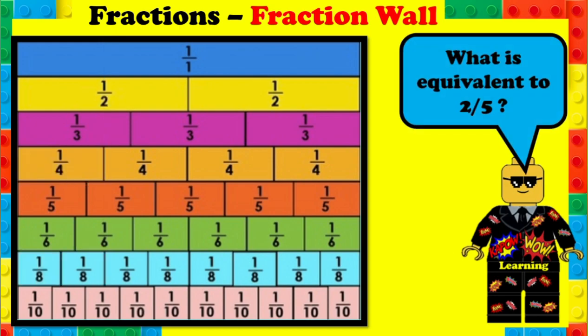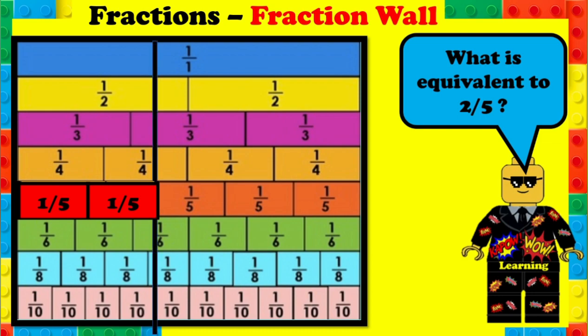Now, what is equivalent to 2/5? Okay, so let's try and find 2/5. So we need to look at the fifths. So we're not going to just colour 1 this time. We're going to colour in 2 because it's 2/5. We're going to now look at the 2/5 and draw a line. Which fraction meets exactly that line? And you should be looking at the tenths. So let's colour in up to the line. So we've got 1/10, 1/10, 1/10, 1/10.